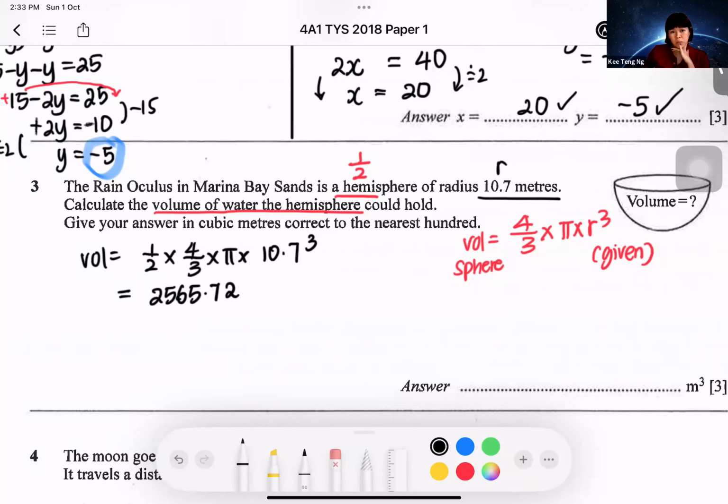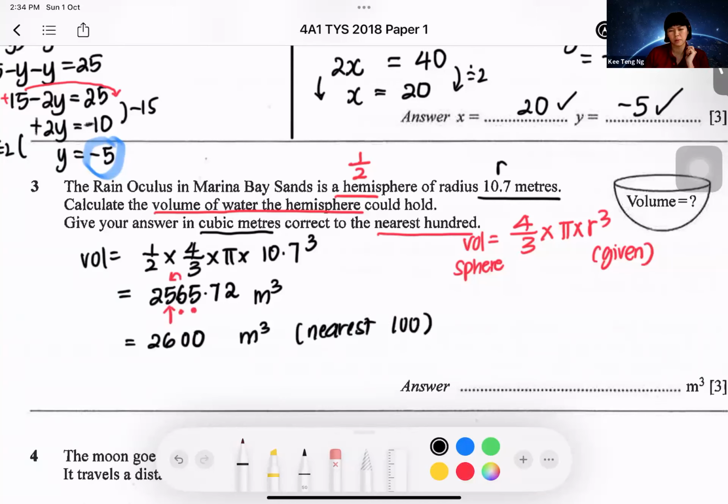Okay, but the question says, give your answer in cubic meters. Right, this one is meter. Oh, this is all meters. So this one will be meter cube. These are all meter. So cubic meter, correct already. Cubic meter, but to the nearest 100. So they want the nearest 100. Ones, tens, 100. Nearest 100. So we need to round this up to 2600 meter cube. Okay, have you gotten the answer?